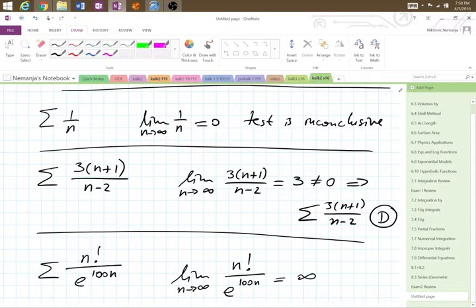And 1 over n, which is called the harmonic series, is an excellent example for you to remember, because the divergence test had 0 there, did not detect divergence, but it was still divergent. In the case underneath, where the limit is equal to 3, that's immediately divergent by the theorem.